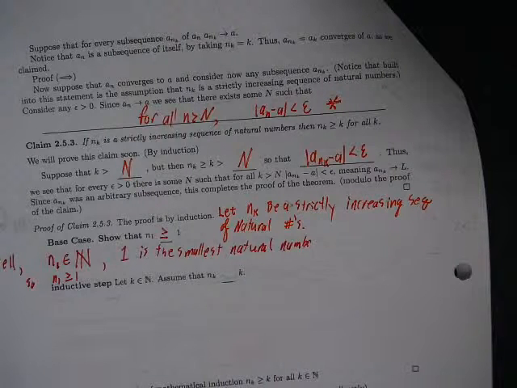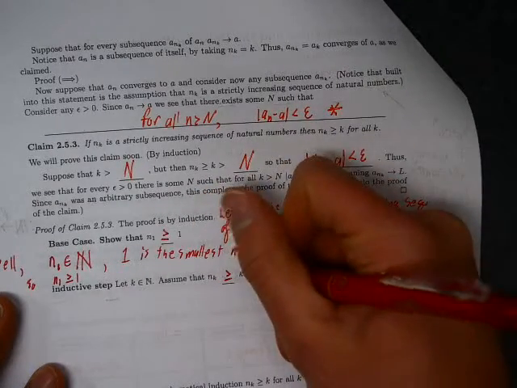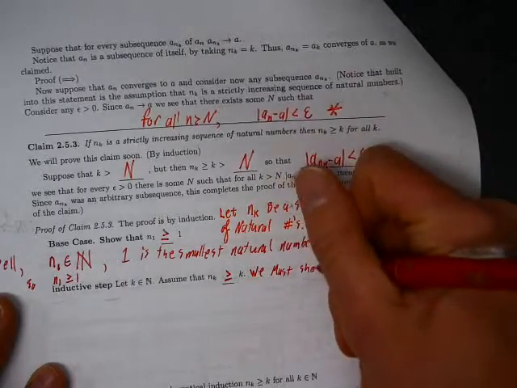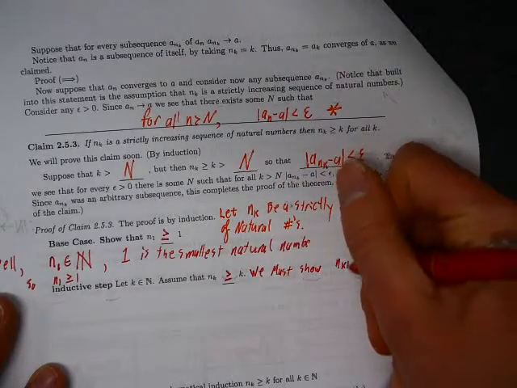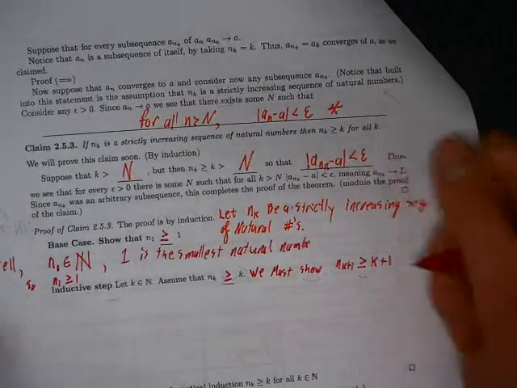Let's do the inductive step. So pick some natural number k, and let's assume the result that we want to prove, not for every natural number, but only for this particular natural number. Let's assume that n sub k is bigger than or equal to k. We must show n sub k plus 1 is bigger than or equal to k plus 1.